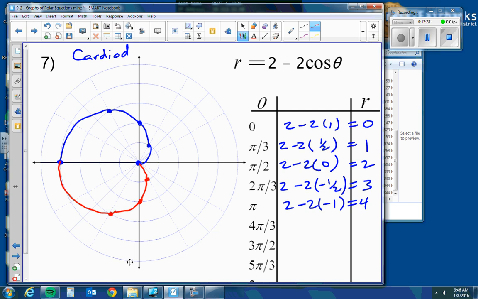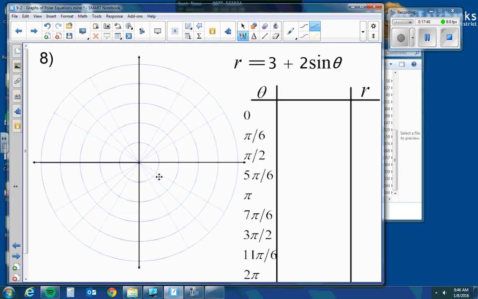Correct. They just hit the pole. On the limaçons, the point that hits the pole on the cardioid will either be inside or outside on a limaçon. I'll go back and compare after we draw some limaçons. All right, let's do this one.